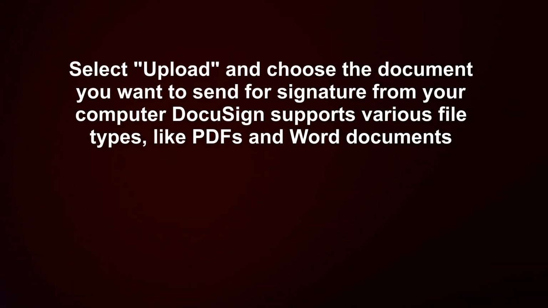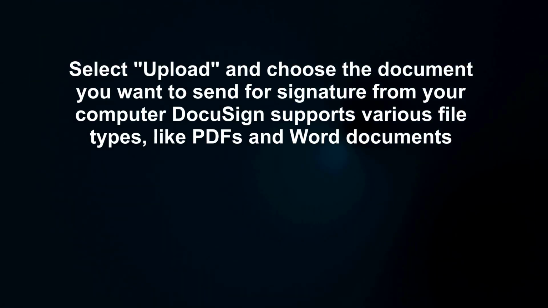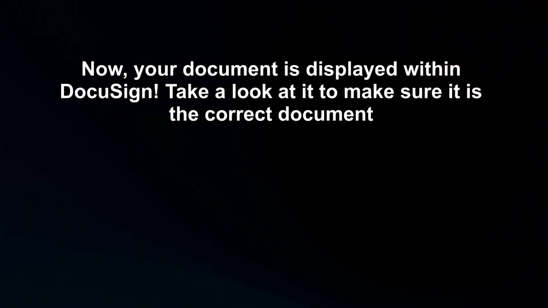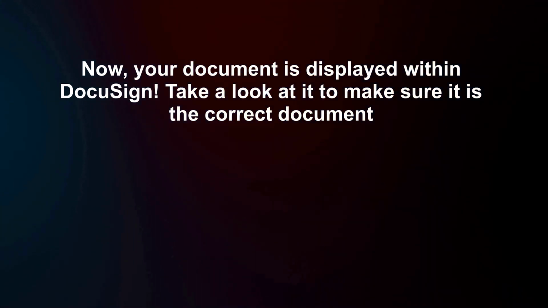Select Upload and choose the document you want to send for signature from your computer. Docusign supports various file types, like PDFs and Word documents. Now, your document is displayed within Docusign. Take a look at it to make sure it is the correct document.